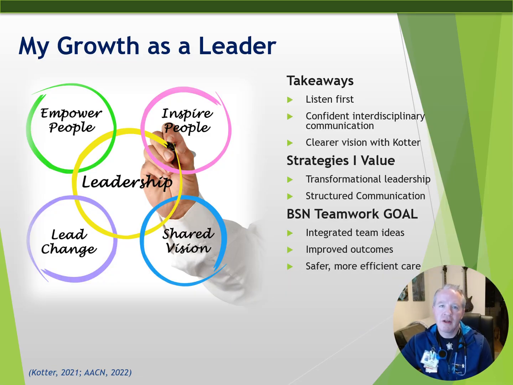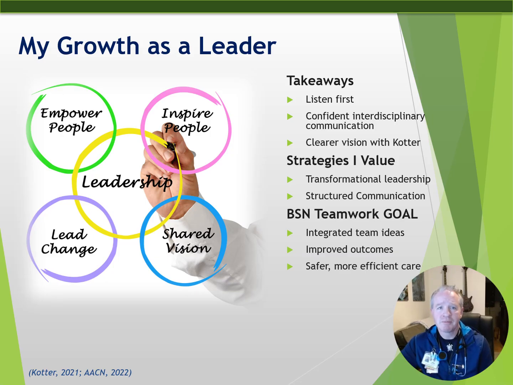This project helped me learn a lot about myself as a leader. I learned the importance of slowing down and listening to the different perspectives of each team member. I realized how valuable structured communication tools are, especially in a busy LTAC or long-term acute center, where priorities shift constantly. Cotter's change model helped me see how important it is to create buy-in and build a shared vision amongst the team.